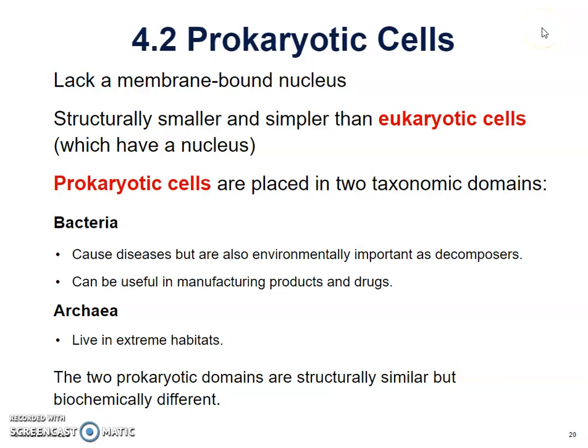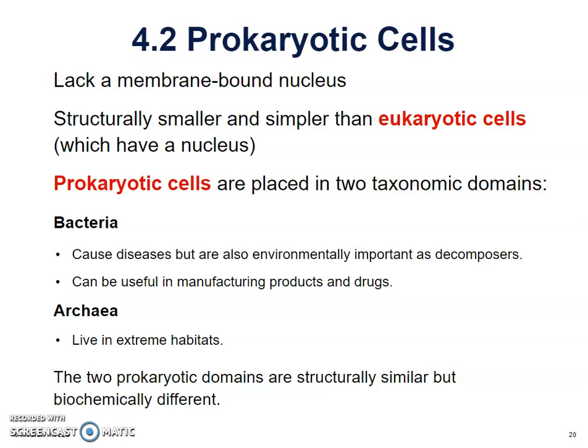Alright, this video is going to be about section 2 of chapter 4. We're going to be talking about prokaryotic cells. Now, just to break down the word prokaryotic. Pro means before, and karyotic or karyote comes from the Greek or Latin, I can't remember which one, base of kernel. So this means that prokaryotic cells came before cells with a nucleus. So prokaryotic means no nucleus.